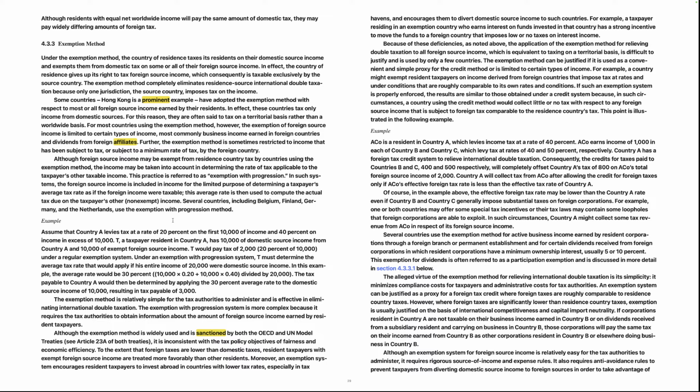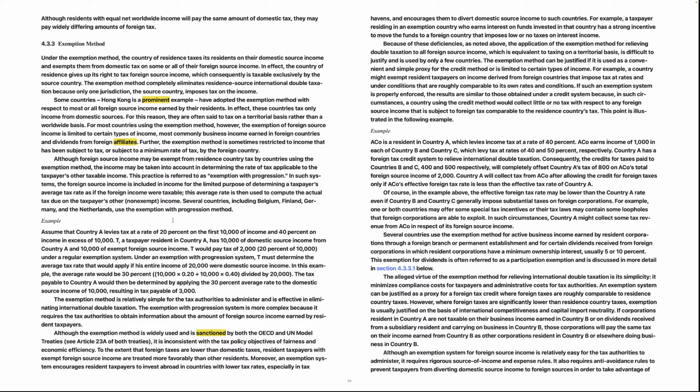Although the exemption method is widely used and is sanctioned by both OECD and UN tax model treaties, it is inconsistent with the tax policy objectives of fairness and economic efficiency. To the extent that foreign taxes are lower than domestic taxes, taxpayers with exempt foreign source income are treated more favorably than other residents. Moreover, an exemption system encourages resident taxpayers to invest abroad in countries with lower tax rates, especially in tax havens, and encourages them to divert domestic source income to such countries.